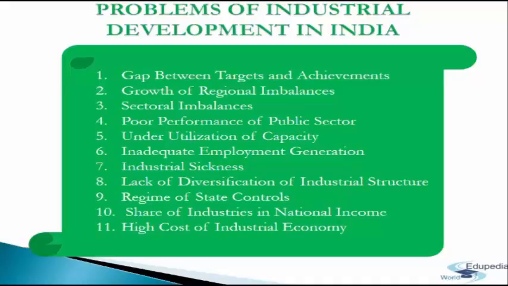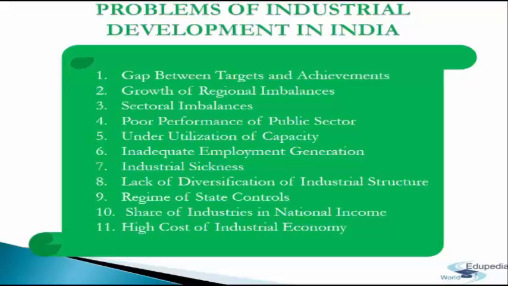Next problem is lack of diversification in industrial structure. Although the government has been declaring the policy of developing new growth centers so as to diversify the industrial structure, yet its policies have only resulted in concentration of industrial development in metropolitan areas, in selected states and among top capitalists. Next point is regime of state controls. Industrial inefficiency resulting from continuity of regional state controls and regulatory mechanism are creating obstacles in the path of industrialization of the country.